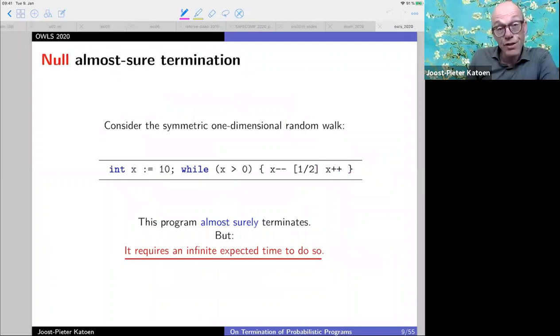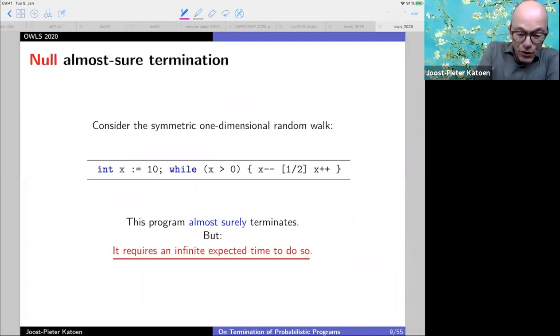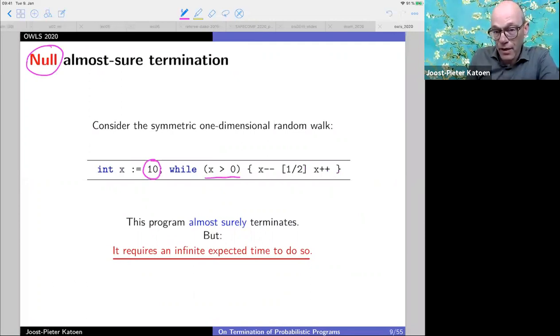Good. Then there is the opposite notion, which is called null almost sure termination. So this program is going to terminate with probability 1, but the expected number of steps until termination is going to be infinite. This is a symmetric one-dimensional walk. We start at some arbitrary position, let's say at position 10. And then what we do, we walk until we hit 0. And in every iteration, we flip a fair coin. So with probability half, we either decrement x by 1 or we increment x by 1.